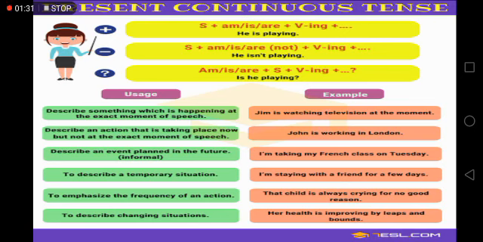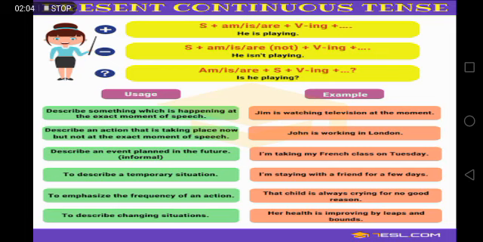Here is the sentence formation for present continuous tense. First one, for positive sentences: subject plus is, am, are plus first form of verb plus ing plus base form. For negative sentences: subject plus am, is, or are plus not plus ing form plus base form.